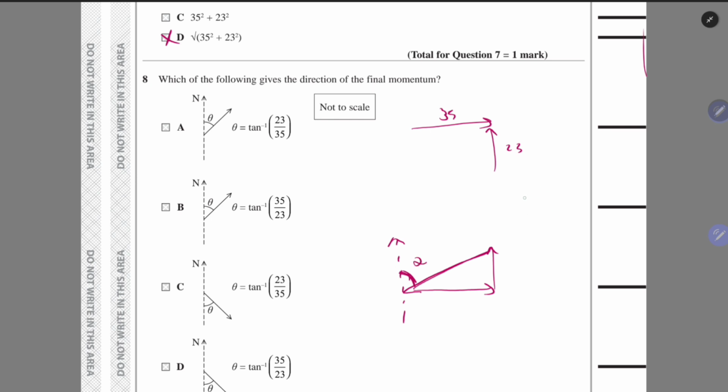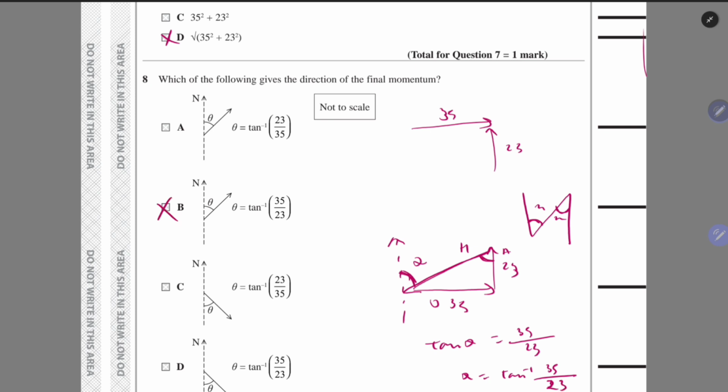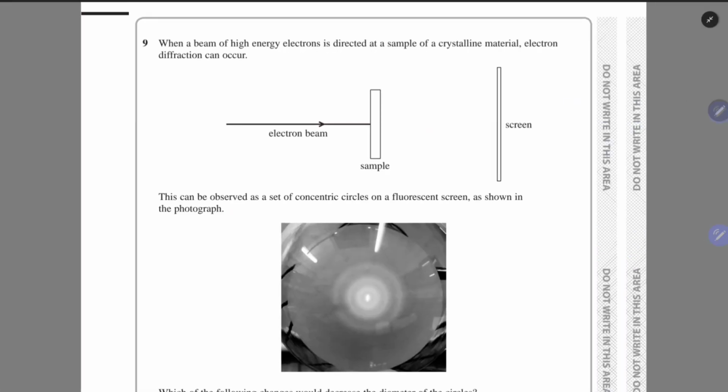So this angle and this are the same. This is x, this is x, so we're going to find this one. This is 23, this is 35. So to find this one, this is opposite, this is hypotenuse, this is adjacent. Then tan theta equal to 35 by 23. Theta equal to tan inverse of 35 by 23. What matches with this? Option B. That's our answer. Let's go to number 9 now.